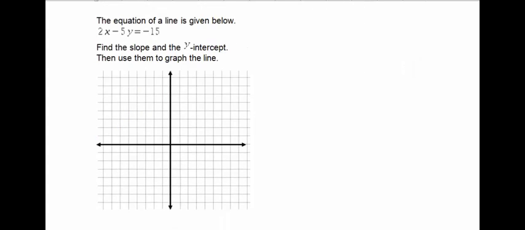Here we have a line. Again, we're going to solve for y because it's in the standard form. So I have 2x minus 5y equals negative 15. And again, I'm trying to get y by itself. So first I need to get this negative 5y by itself. I have a plus 2x here, so I'm going to subtract 2x from both sides.